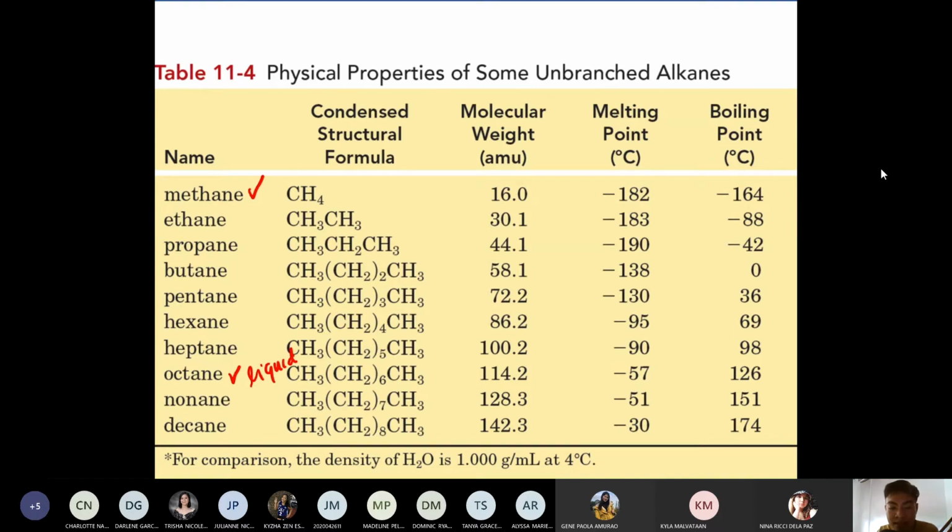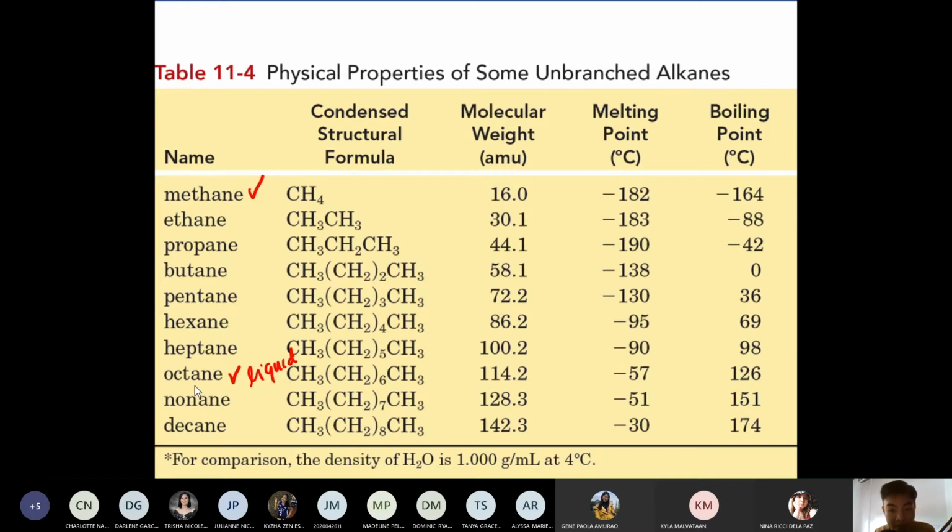Ibig sabihin, it now exists as gas, no? Temperature higher than negative 164 degrees Celsius. Gas na yan. Okay? So, kaya nga at 25 degrees Celsius, gas yung methane sa ating mga septic tank, no? So, nakagas na yon. Hindi na siya liquid, no?